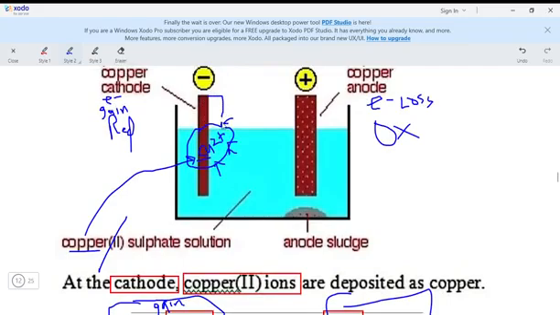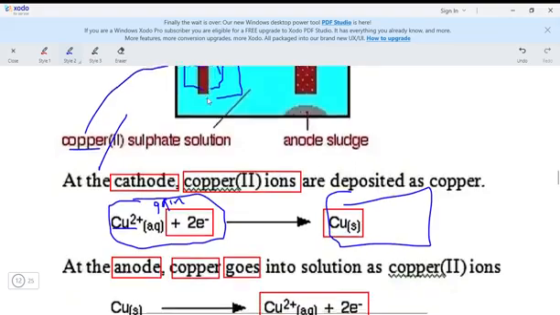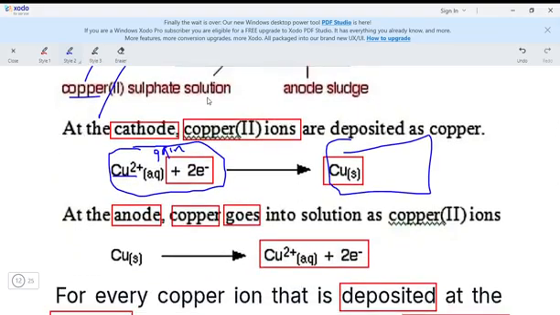That means this thing will be getting fatter. This electrode you are seeing will be getting fatter because copper will be added to it. It will be gaining copper. Copper will be added.